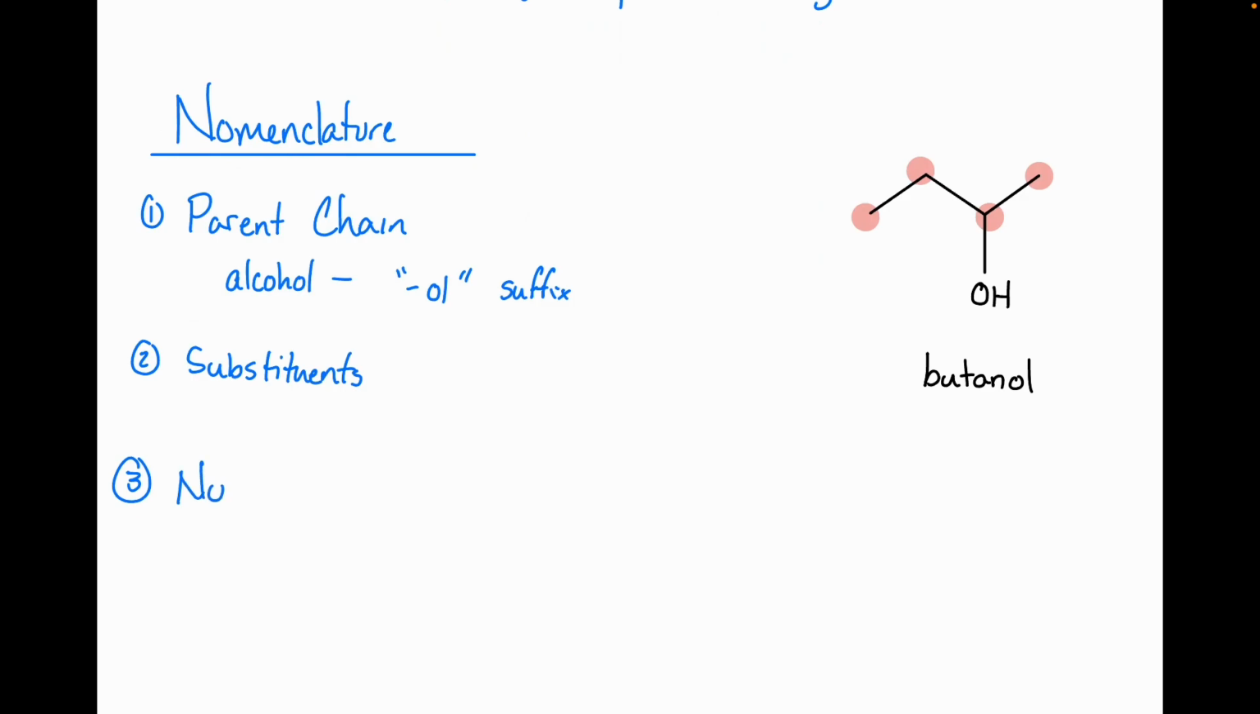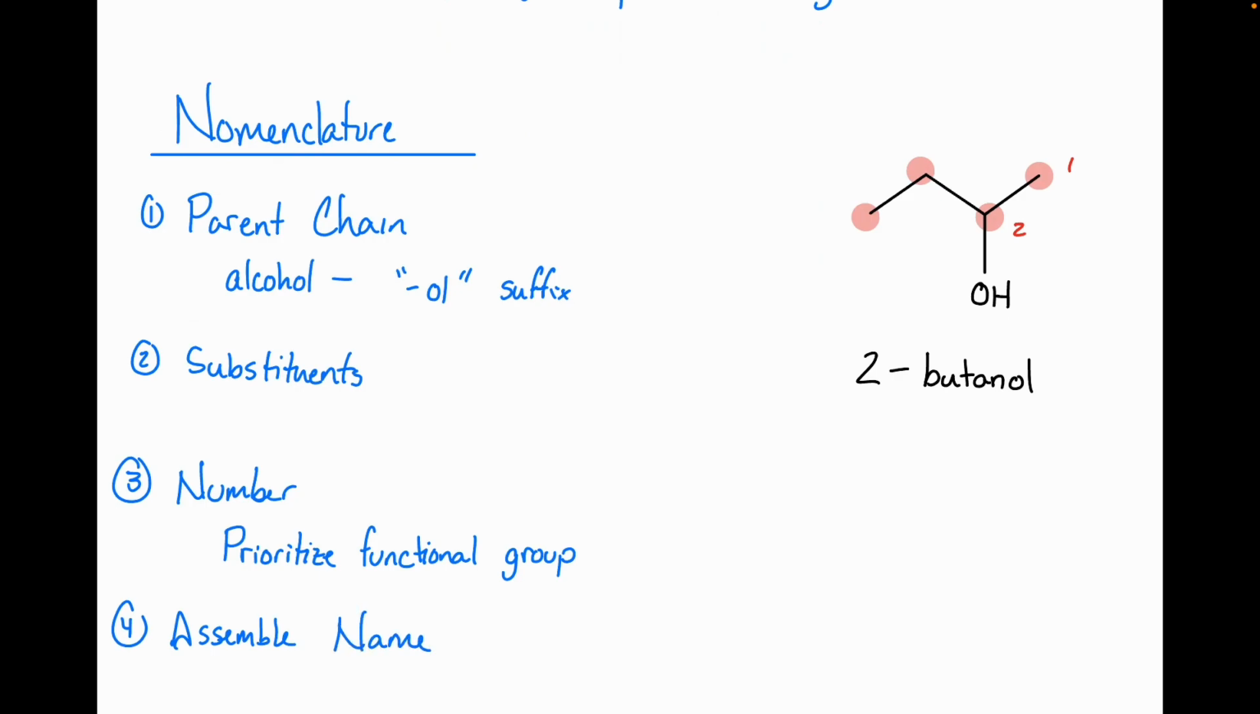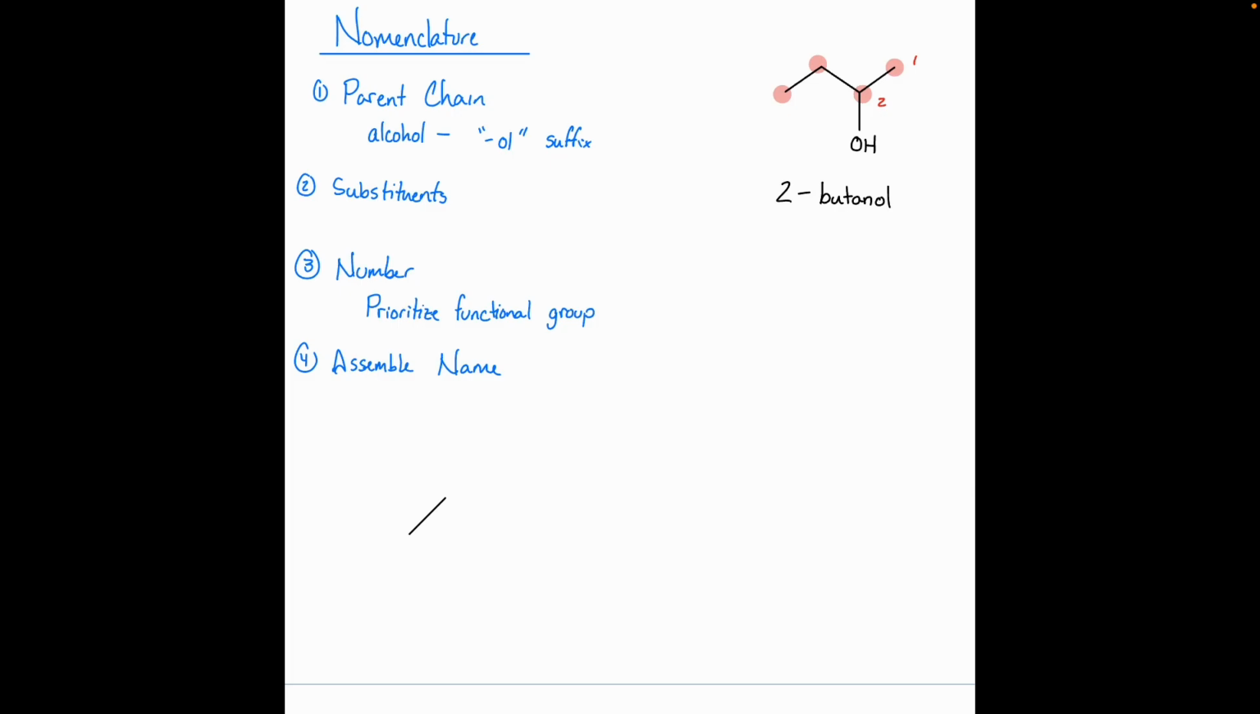All right, next, when we number our parent chain, as we've seen before, we're going to prioritize this functional group, making sure to give it the lowest possible number in our name here. Right, so we're going to prioritize that functional group. So in this case, I'm going to number it starting from the right-hand side here. So my alcohol group, my hydroxyl group is on carbon 2, so this wouldn't just be butanol, but 2-butanol. All right, and then step 4, put everything together. So let's do one more, and then we'll complicate things.